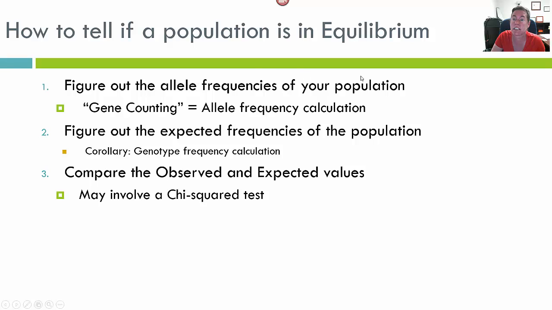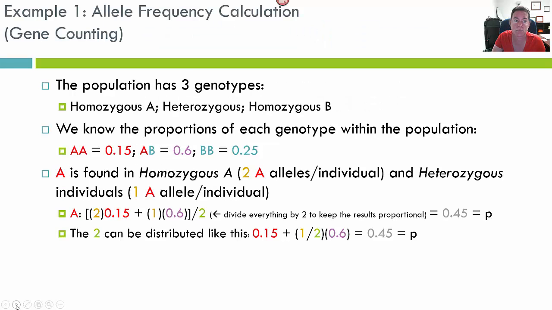When we calculate the allele frequencies of your population, these are the observed frequencies. In step 2, what we're doing is calculating the expected frequencies of the population. This is effectively using the Hardy-Weinberg equilibrium formula to calculate the expected frequencies. We then compare the observed and the expected values, and this often involves a chi-square test.